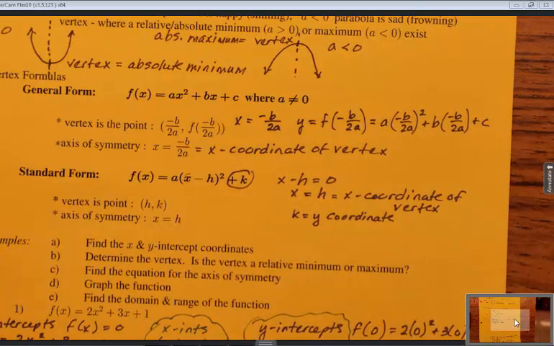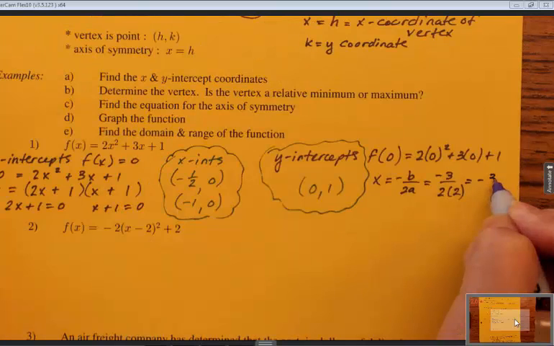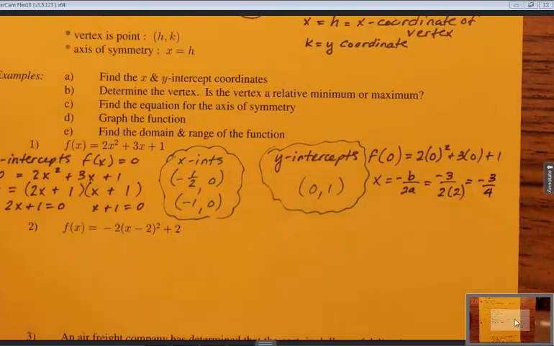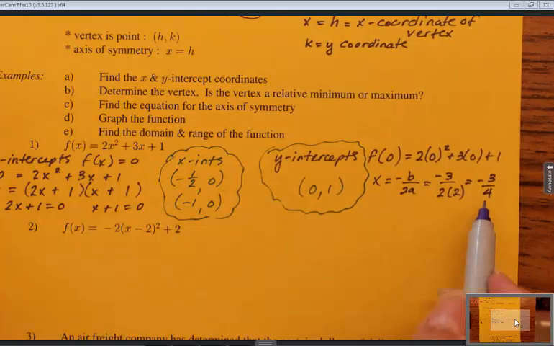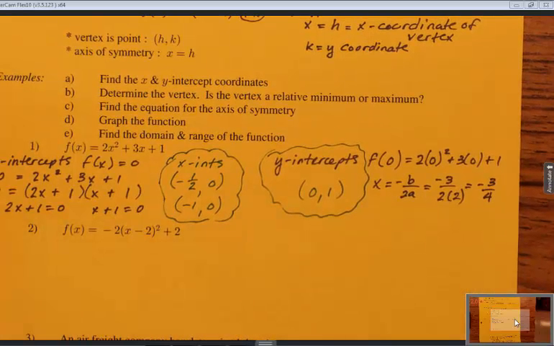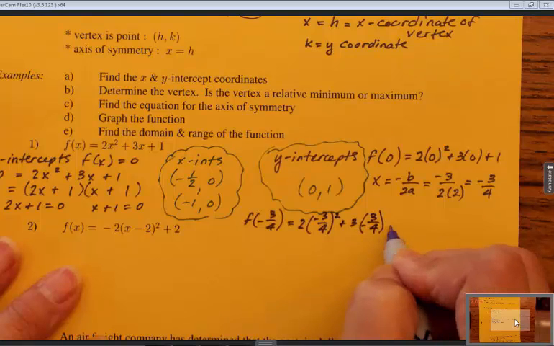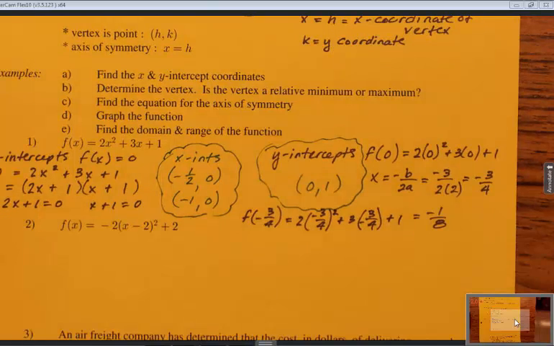Negative b is going to be negative 3. And 2a is going to be 2 times 2. So we end up with negative 3/4. Then to find our y-coordinate, we need to take negative 3/4 and put it back into our function. So now you need to find what f of negative 3/4 is. Anna said she's coming up with negative 1/8. Anybody verify that? She is correct.